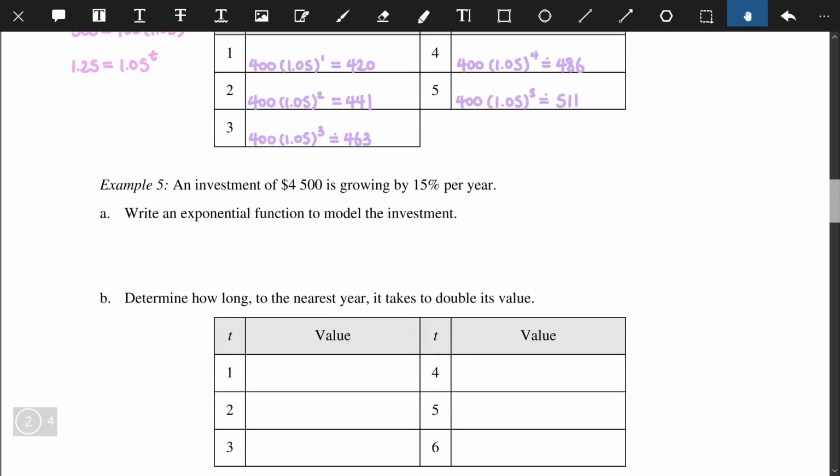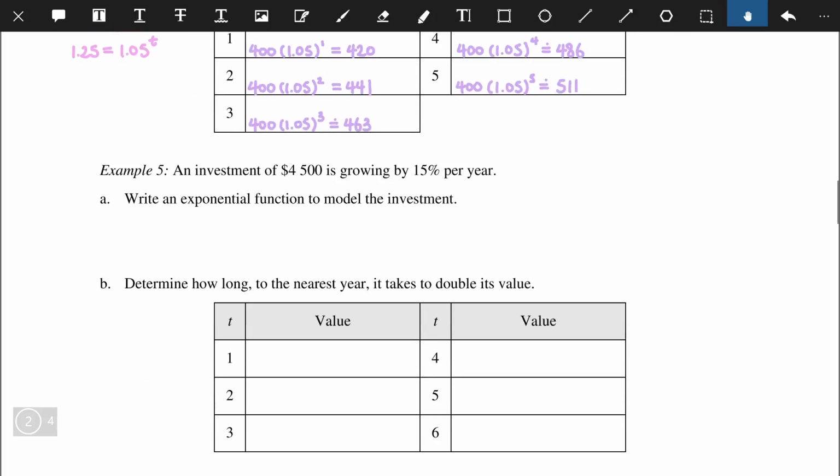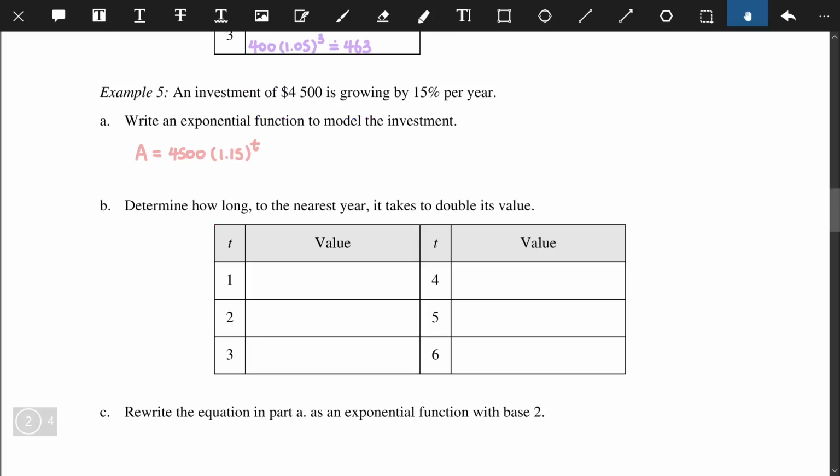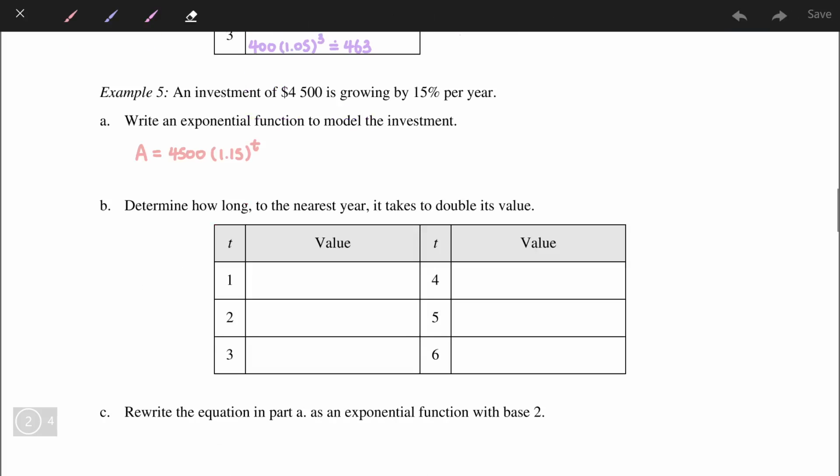All right, so example 5. An investment of $4,500 is growing by 15% per year. So if we were to write an exponential function for that, very similar to the previous example, we have A, the amount, is equal to the initial value of $4,500. And then since it's a 15% growth rate, so that will be 1.15 to the t power. It says, how long does it take to double in value?